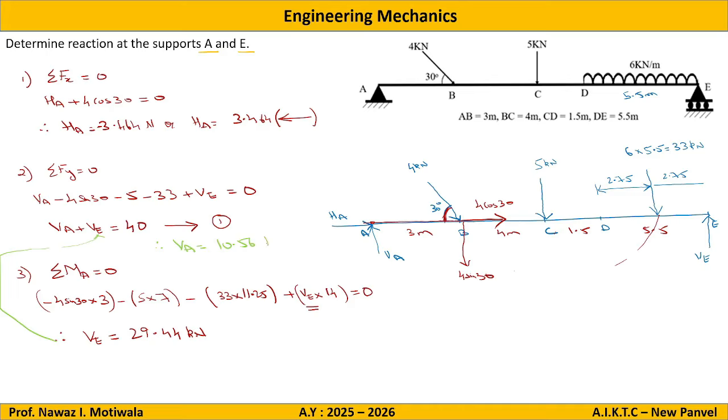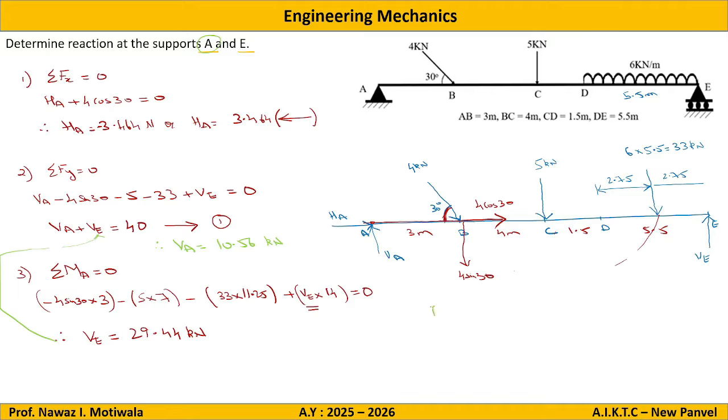10.56 kilonewtons. Now, most of the students leave the question here, assuming that they have found out all the reactions. But if you see the question, determine reaction at support A. They are not asking us to find out what is the horizontal reaction at A and the vertical reaction at A. They are asking us to find out what is the resultant reaction at point A.